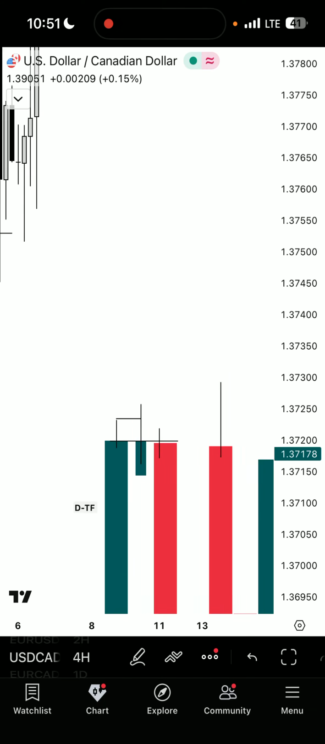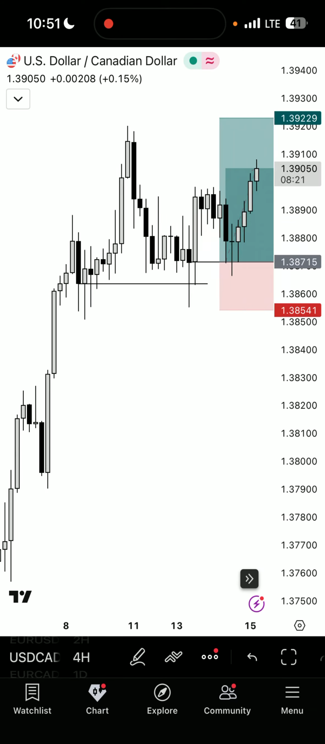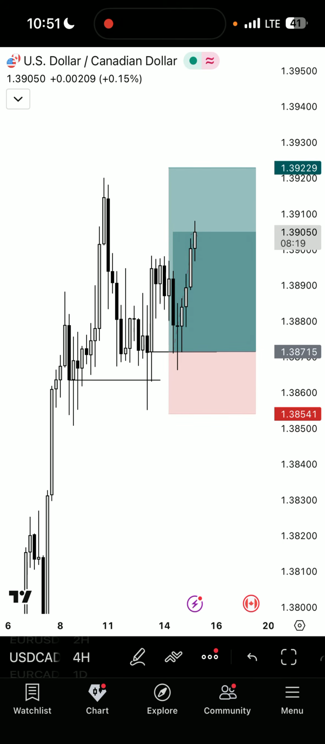You understand? Now, let me show you some examples. I'm on this USD card. Also, I sent this USD card to my signal group members.